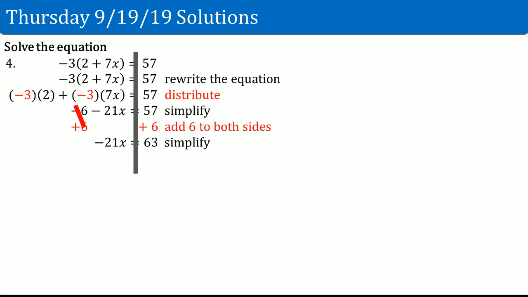Negative 21 times x, so we are going to divide by negative 21. Negative 21 divided by negative 21 cancels out on my left-hand side, bringing down the x on my right-hand side. Negative 63 divided by negative 21 is negative 3.